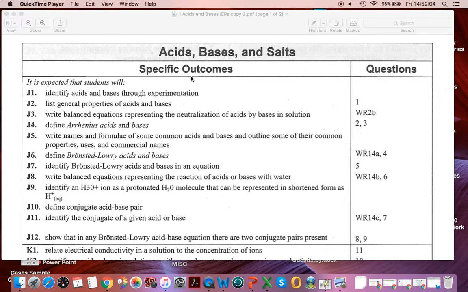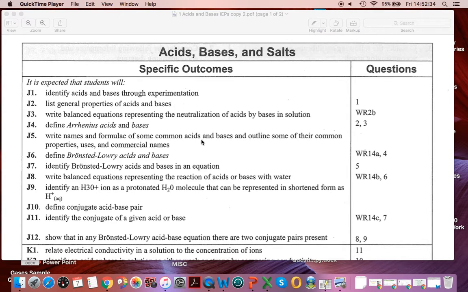So here are specific outcomes. You should be able to identify acids and bases through experimentation. You did an acid and bases lab in grade 10, and that's really what this is about. You can use different types of indicators to figure out if you have an acid or base. Same thing in grade 10, you were given the properties of them. And you should be able to write out neutralization reactions and Arrhenius definitions of acids and bases. All of that is Science 10.